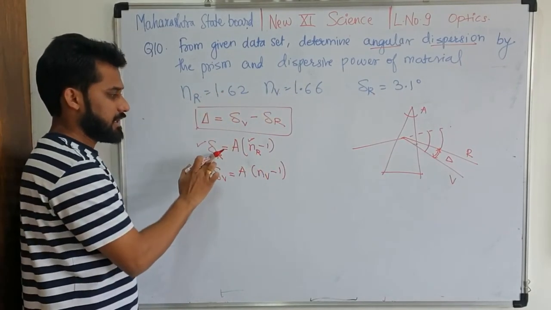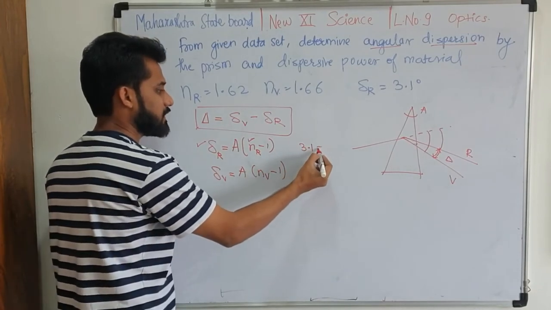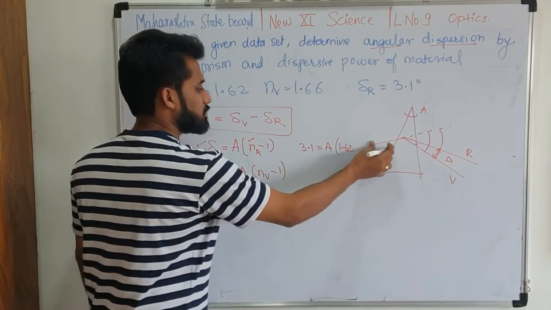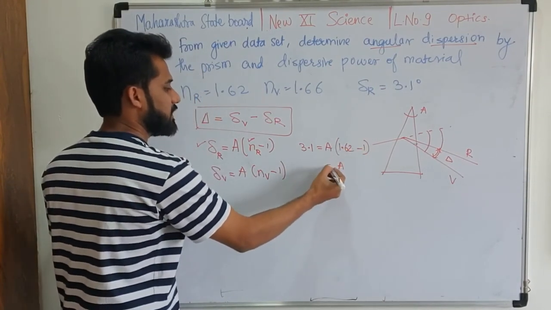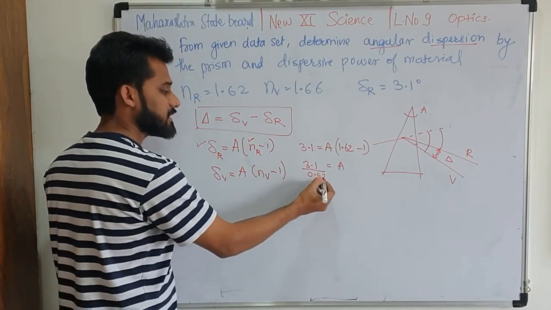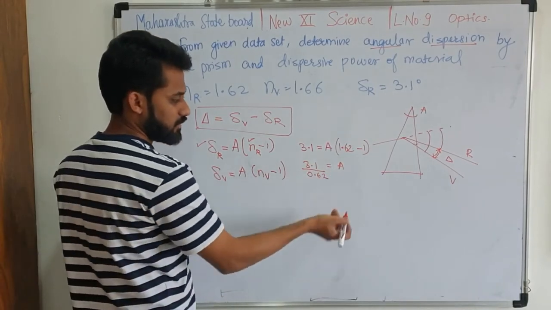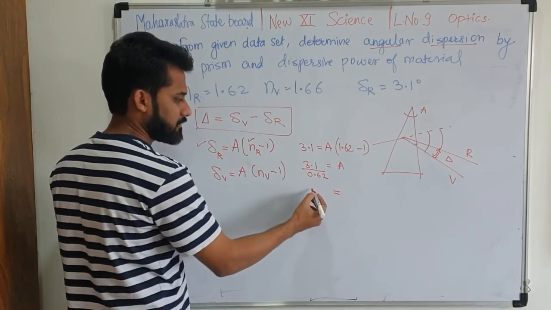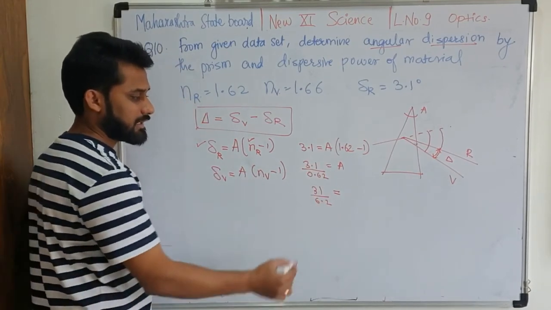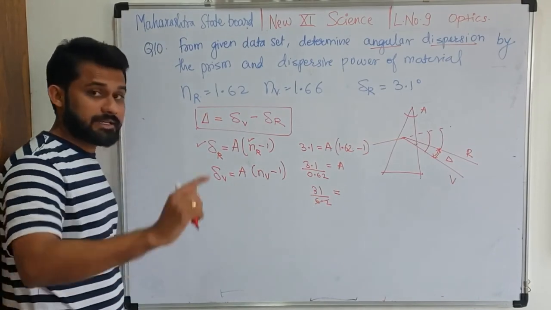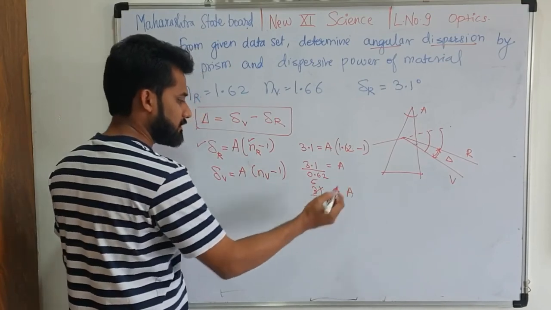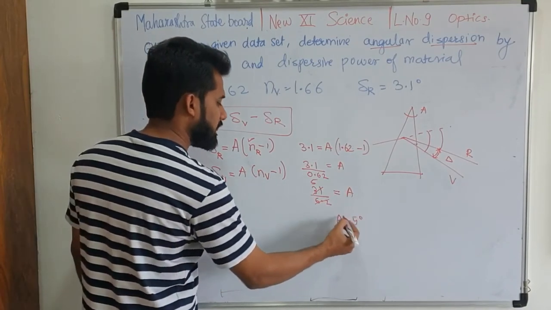Let us put the values. This is 3.1 equals A into 1.62 minus 1. So A will be 3.1 divided by 1.62 minus 1, which is 0.62. If you solve it properly, if I multiply by 10, it will become 31 by 6.2. Clearly, 6.2 times 10 is 62, so 5 times it will be 31. So the angle of prism comes out to be 5 degrees.